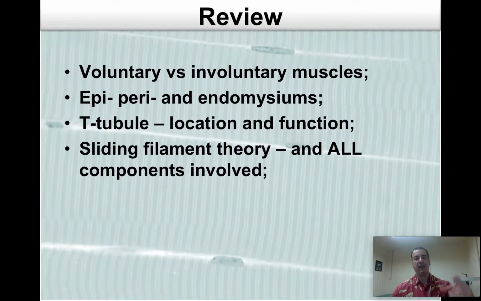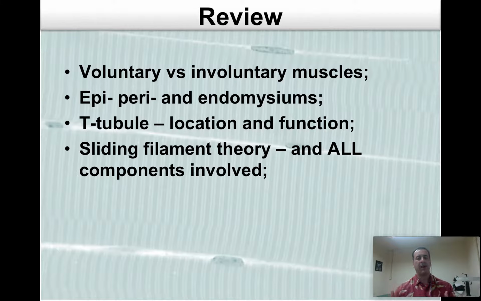As the myosin head attaches to the actin, but before that happens, what needs to occur? Tropomyosin needs to be moved out of the way in order to reveal the actin sites. Once tropomyosin is moved out of the way and the myosin heads attach to the actin sites, then we get a contraction. Well, then how is that contraction broken? Once the contraction is broken is where ATP comes into play.